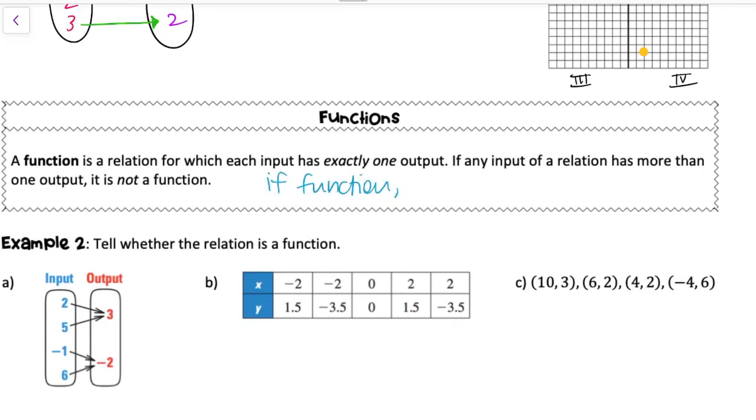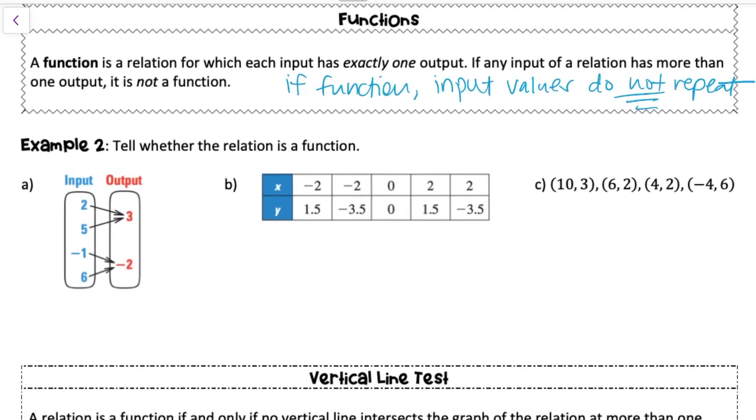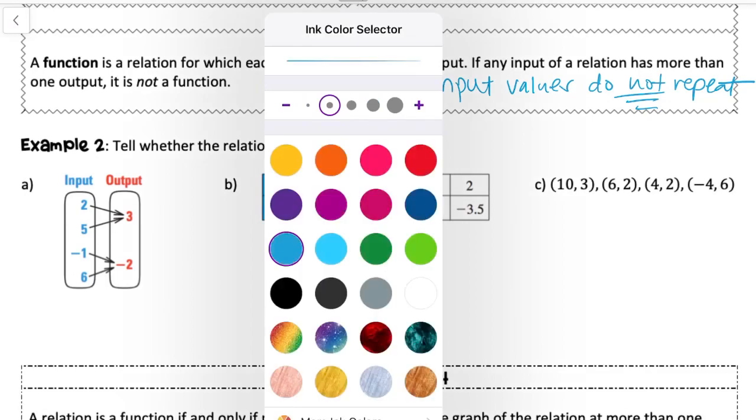so if you have a function, your input values, or inputs, do not repeat. So if you see an input value more than once, with a different output value, not a function. So in example 2, we have the inputs of 2, 5, -1, and 6.